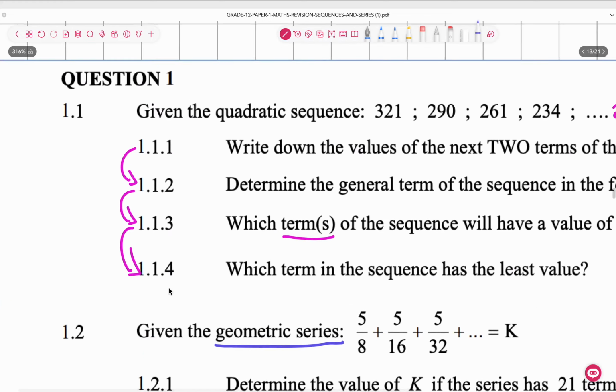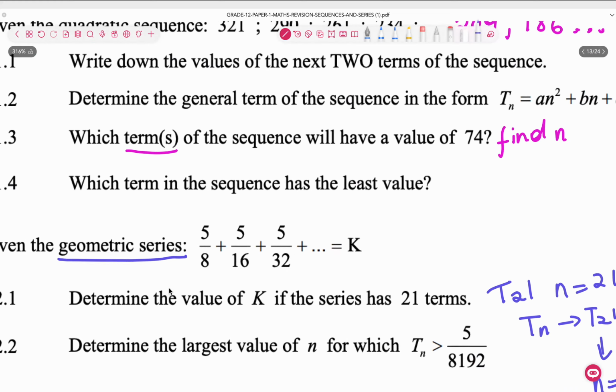And how do we do that? So this is basically a summation. So this is the sum. And remember, when we have the sum, this is where we use Sn.